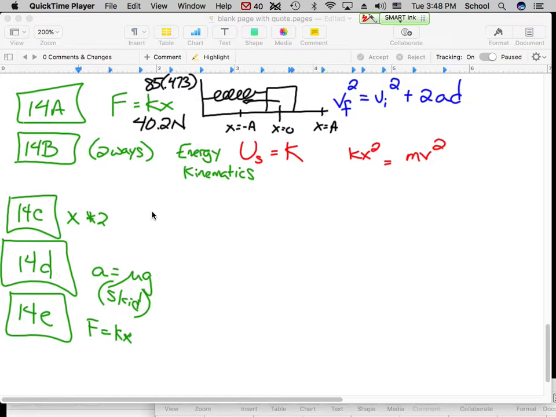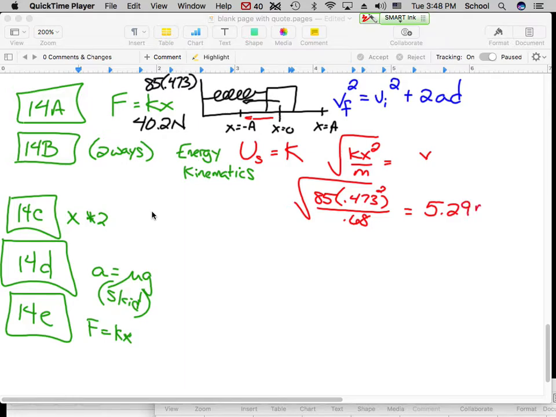So if I'm looking for how fast it's going, that would be the velocity. So m is going to come down to here. And then to get v by itself, I need to unsquare it. So we know our k was 85. And we know the x that we pushed in on it was, again, 0.473. But that gets squared. And we divide that by our m, which was 0.68. And we square root that whole thing, and if you plug that in correctly, you should get 5.29 meters per second. That's the energy point of view.